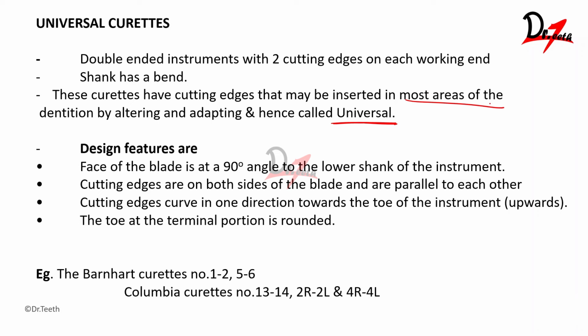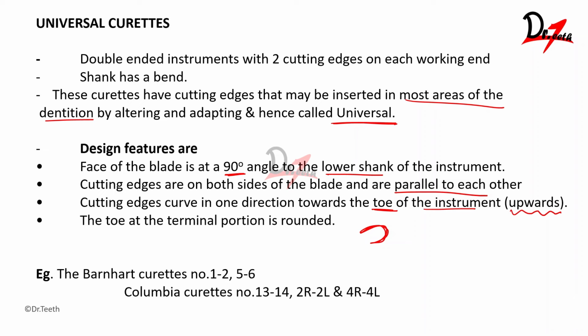Coming on to the design features, the face of the blade forms a 90 degree angle with the lower shank. The cutting edges on both the sides of the blade are parallel to each other, and the cutting edges will curve in one direction towards the toe of the instrument, and this will tilt upwards in direction. Now the toe is the terminal portion and it is rounded in nature. Examples are the Bernhardt curettes number 1, 2 and 5, 6, and then we have the Columbia curettes number 13, 14, 2R12 and 4R4L. So these are examples of universal curettes.